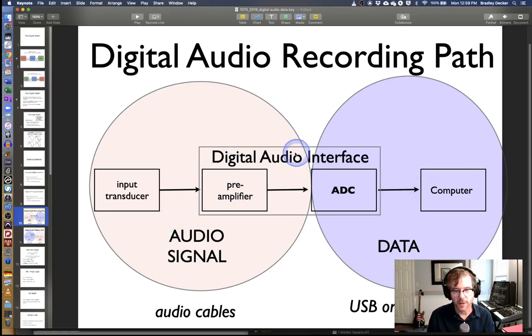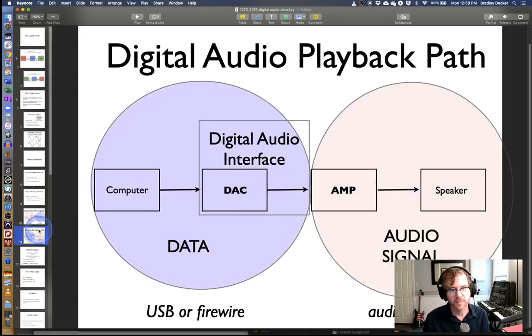At this point, it is no longer audio, it is now data. That data file can be transferred, uploaded, downloaded, emailed, etc. And when you hit play, your computer is reading that block of data and sending it back into the DAC, which is also in your digital audio interface. That DAC is then turning it into an electrical audio signal, which then goes to your speaker.